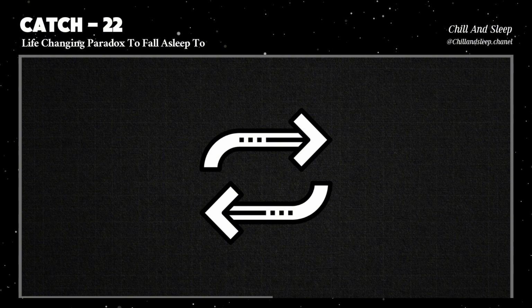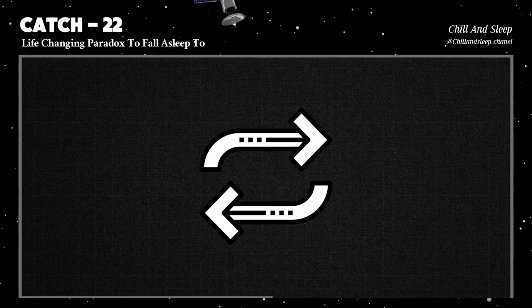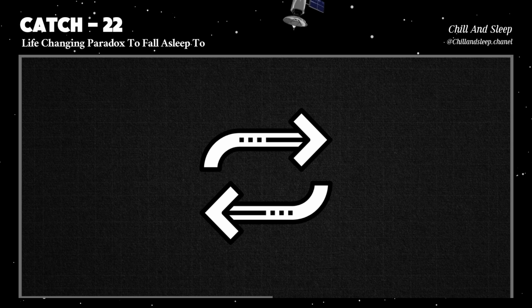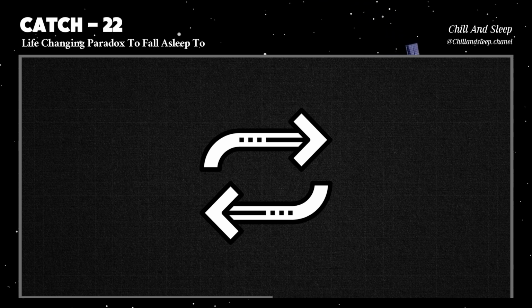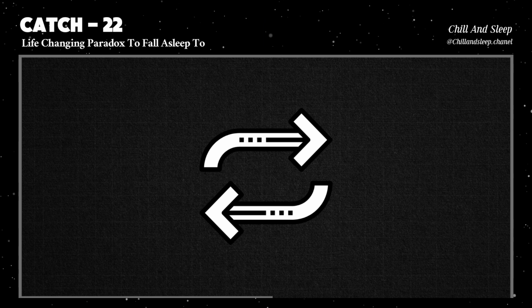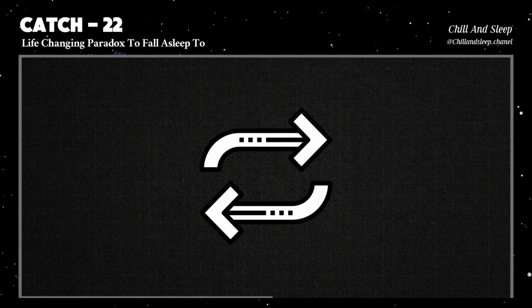Logic is supposed to help us make sense of the world, but the catch-22 shows how logic can also create traps when it's applied without consideration for real-world consequences. It's a warning about what happens when we let rules take precedence over human needs and common sense. One of the reasons the catch-22 resonates so deeply is that it's not just a theoretical problem.